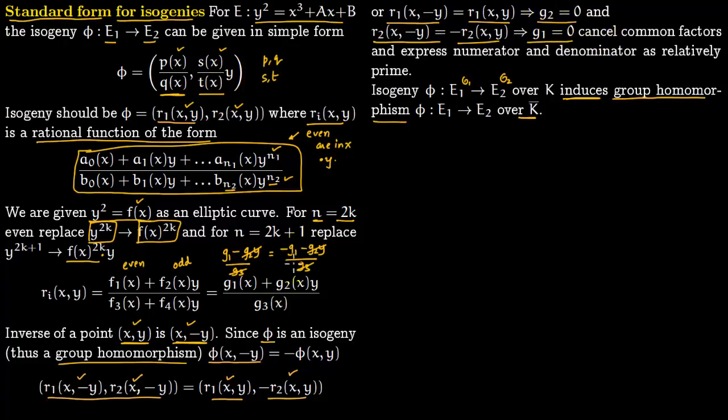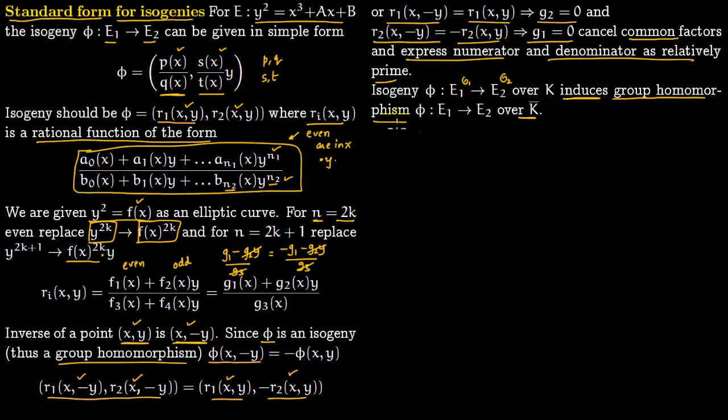If g2 is 0, that means multiplication by y is 0. So this term completely goes away. You have g1 over g3, cancel any common factors, you get p over q. Now in the second case, g1 is 0, you get g2 over g3. So this y goes right here, cancel any common factors, you get s over t. So we have been able to express numerator and denominator as relatively prime, and this is the form we get. This is called the standard form for isogeny. You can see the first fraction is only in terms of x, and the second fraction is again in terms of x, but you multiply it with y.